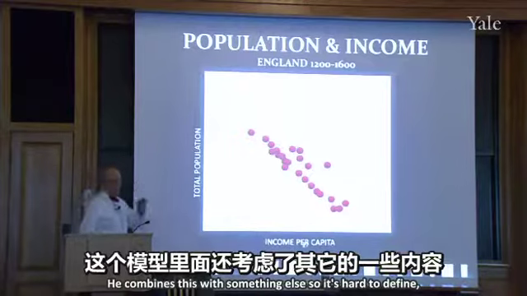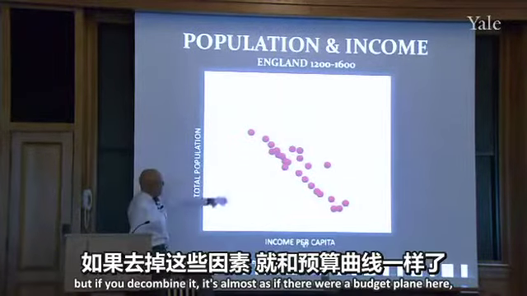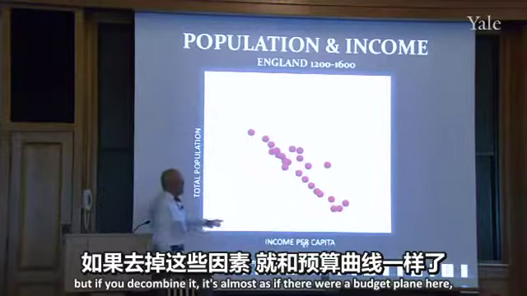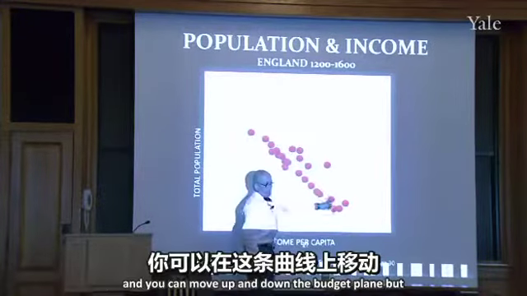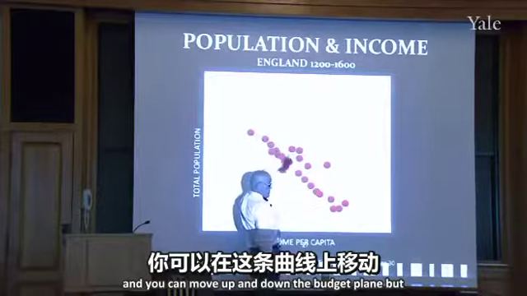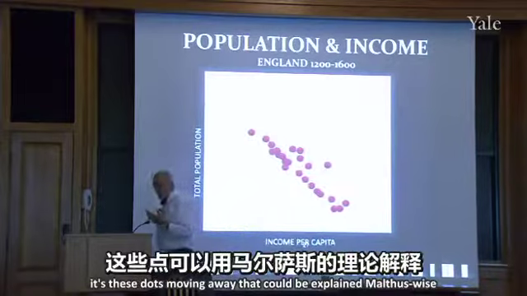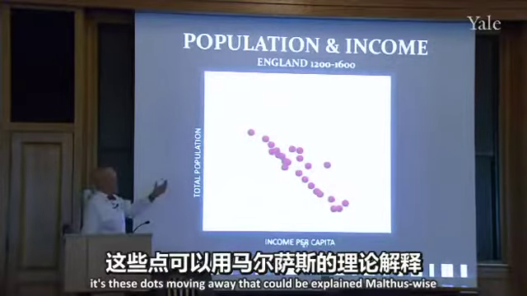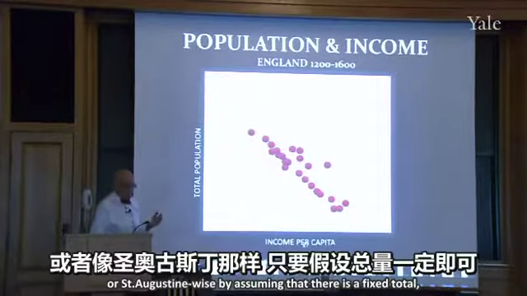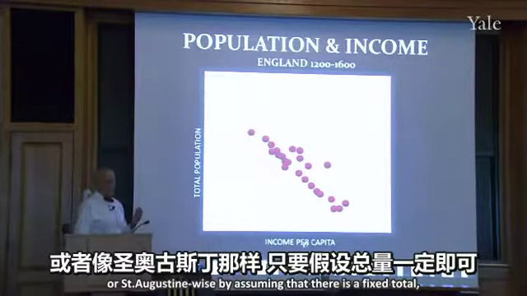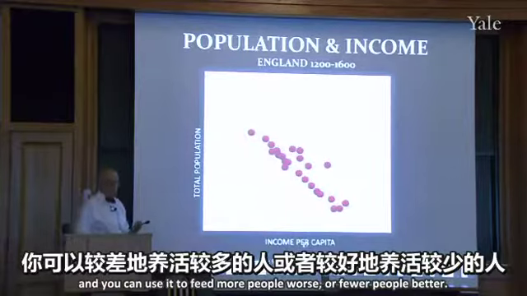He combines this with something else, so it's hard to find, but if you decombine it, it's almost as if there were a budget plane here. And you can move up and down the budget plane, but not through it. So these dots move in a way that could be explained Malthus-wise or St. Augustine-wise by assuming that there is a fixed total and you can use it to feed more people worse or fewer people better.